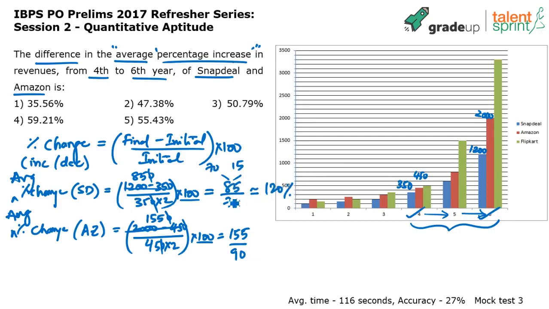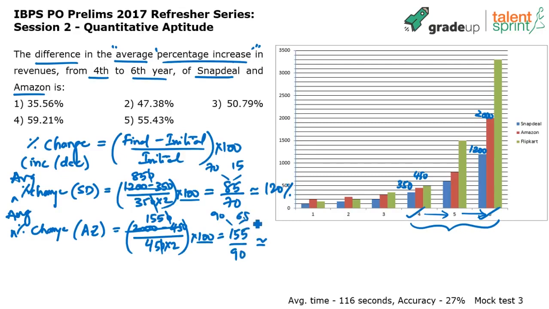You understand? 70 by 70 is 1, which means 100 percentage. 15 by 70 is like 2 by 10, right? 2 by 10 is 20 percentage. So 100 plus 20, 120 percentage. Similarly, do the calculation for this one. 155 can be taken as, I will split it as 90 plus 65. 90 by 90, 100 percentage. 65 by 90 is like 7 by 10.